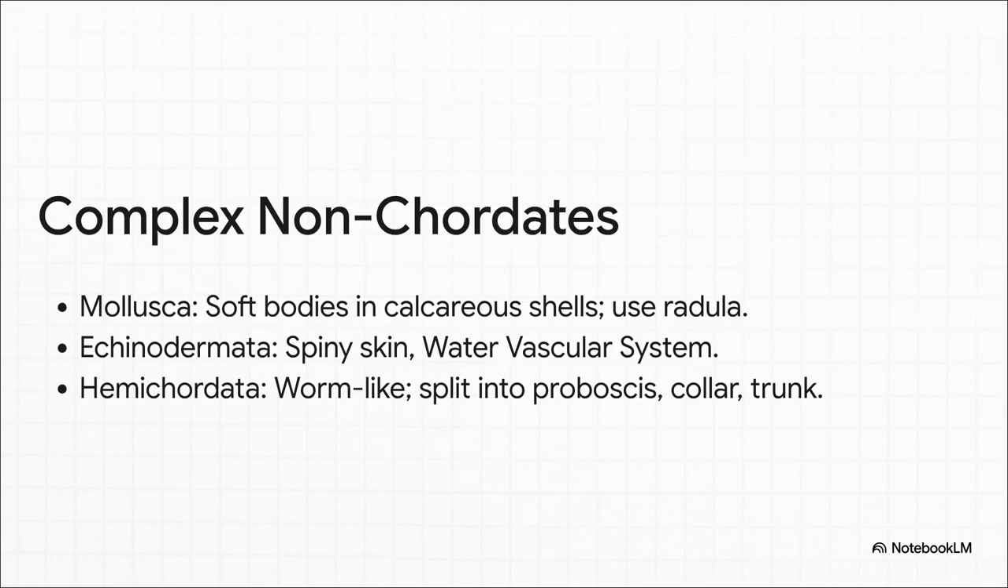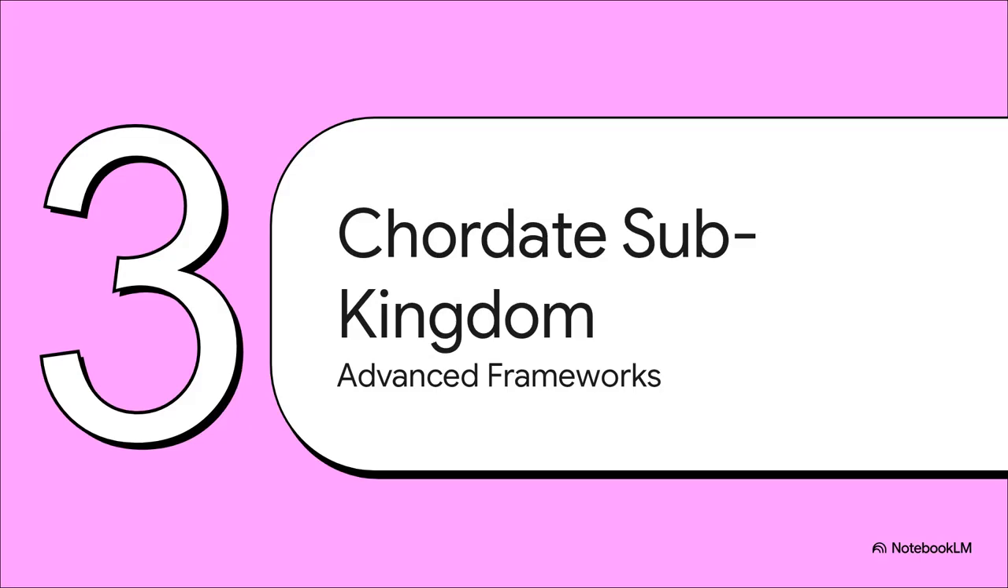Finally, Hemichordata wraps up the non-chordates. They're worm-like marine creatures whose bodies are split into a distinct proboscis, collar, and trunk. Okay, Section 3, the chordate subkingdom. This is where the structural framework gets a massive, highly advanced upgrade.